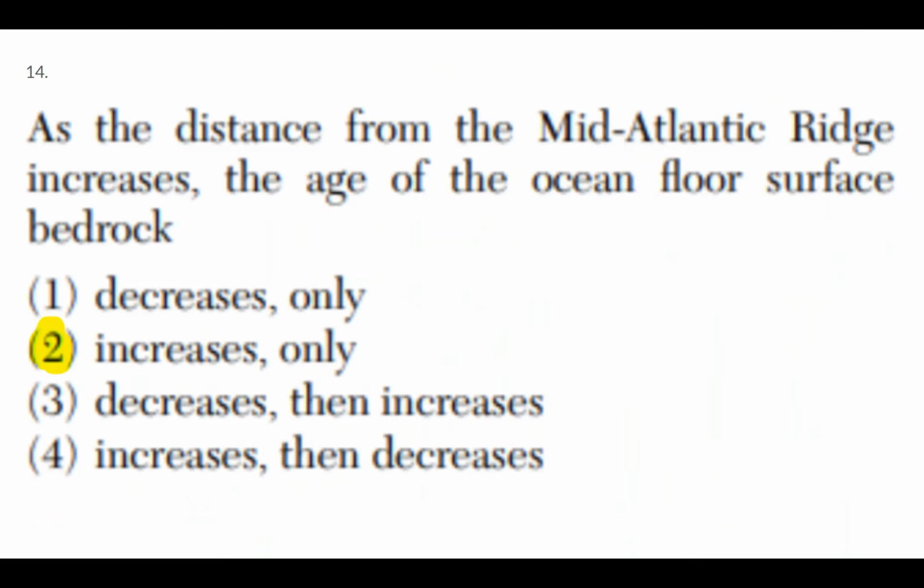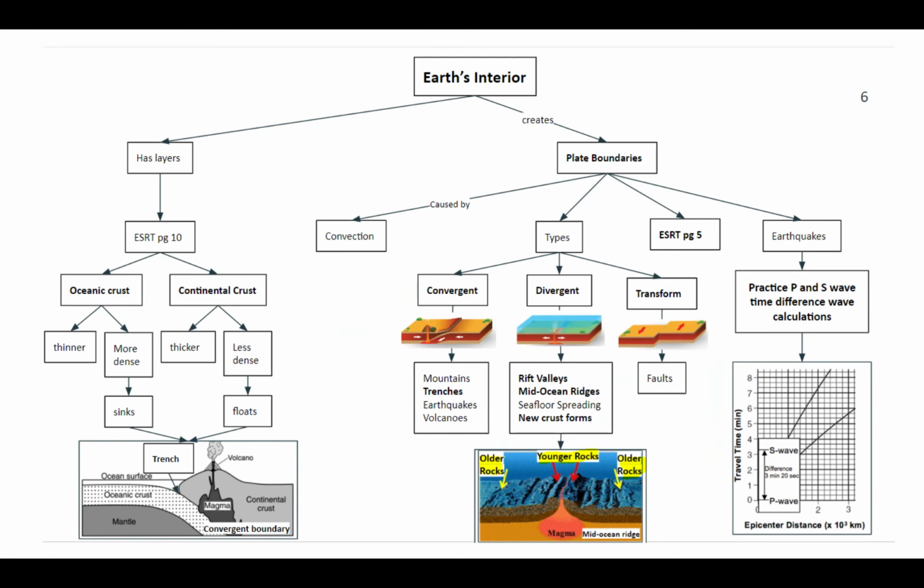Number 14 states, as the distance from the mid-Atlantic ridge increases, the age of the ocean floor surface bedrock. The answer is number 2, increases only. If you go on your note packet, your Regents Review packet, page 6, this is the mid-ocean ridge, and it forms in a divergent boundary. In a mid-ocean ridge, as the plates move apart, my older rocks are being pushed away from the middle of the ridge, and in the middle of the ridge, my magma is rising and solidifying to form new crust. So my younger rocks are in the middle, my older rocks are farther away from the middle of the ridge. So my age is increasing as I'm moving away.